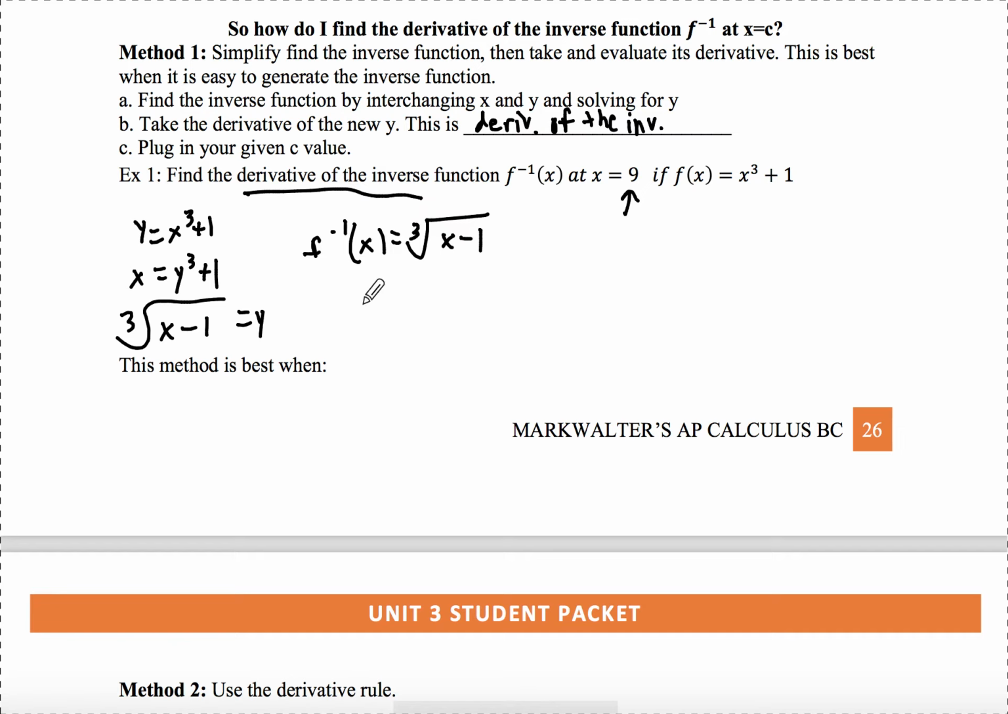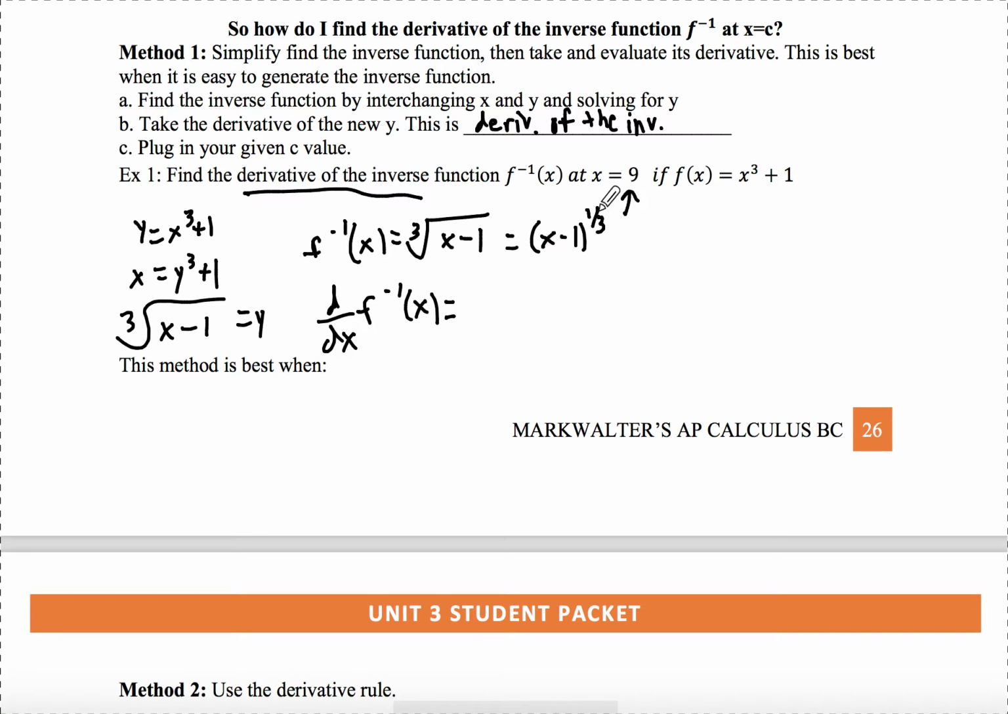Now I have the inverse. I want to take the derivative of the inverse function. I have found the inverse, so now let me take its derivative. The derivative of f inverse of x is going to be equal to, now f inverse of x, I have a cube root there, so I can rewrite this as x minus 1 to the 1/3.